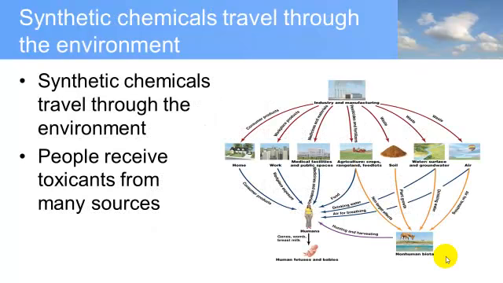They travel through the environment. We can be exposed to them in our homes, our workplaces, through our food, drinking water, air. They can even be transmitted from mother to child in the womb or through breast milk, and damage to our chromosomes, particularly if it's damage to sperm or egg chromosomes, can be passed on to children as well.